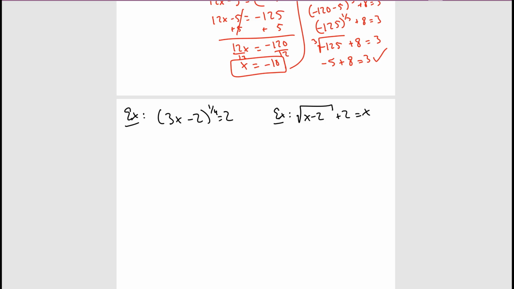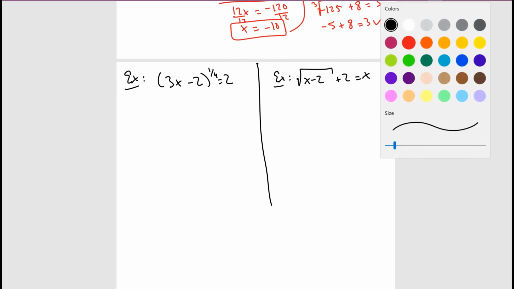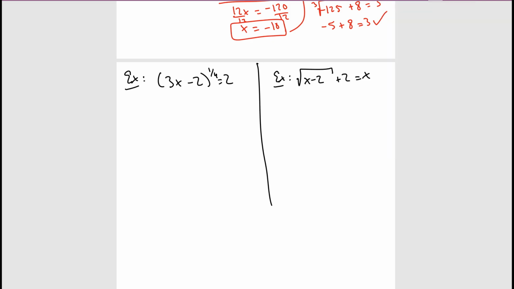Alright, so let's try the first one. The root is isolated already. I just have a 1/4, so now that's done. The opposite of 1/4 is 4 over 1. So I'm going to multiply both sides by 4 over 1. Whatever I do to one side, I also have to do to the other.